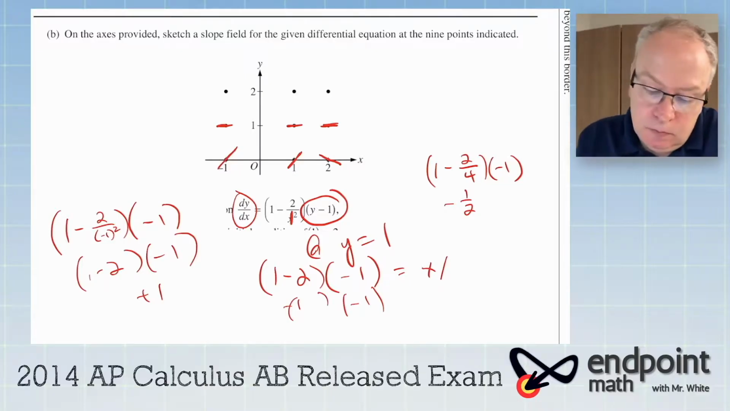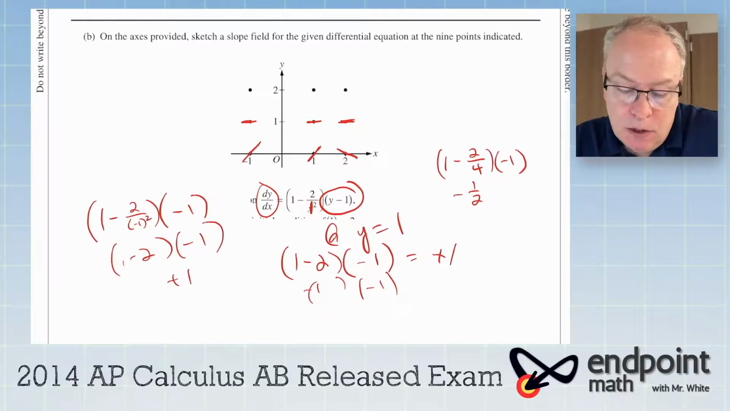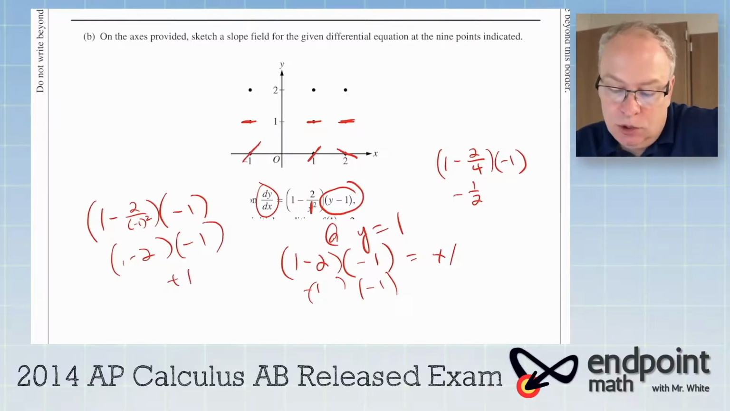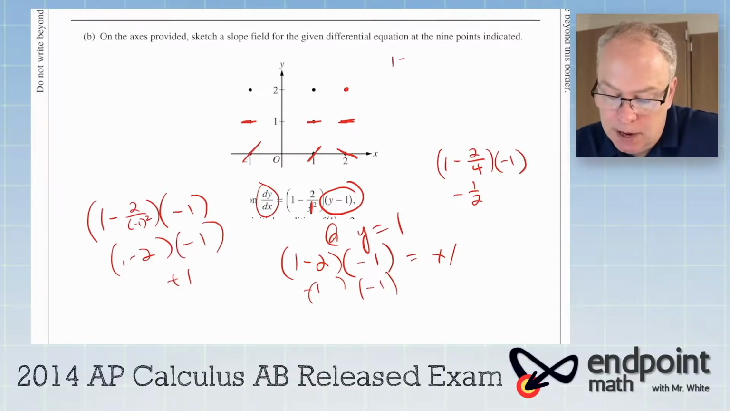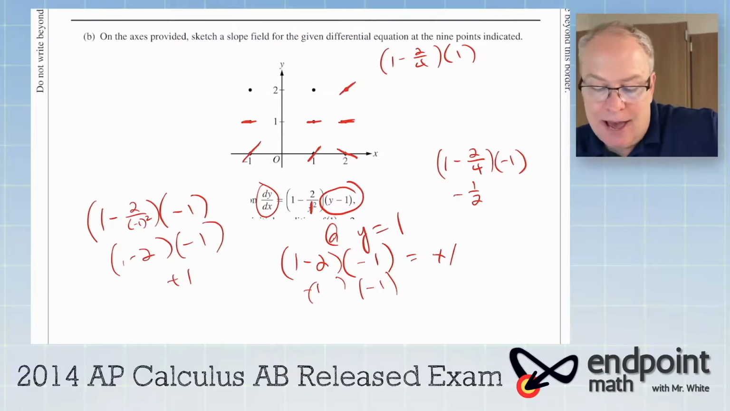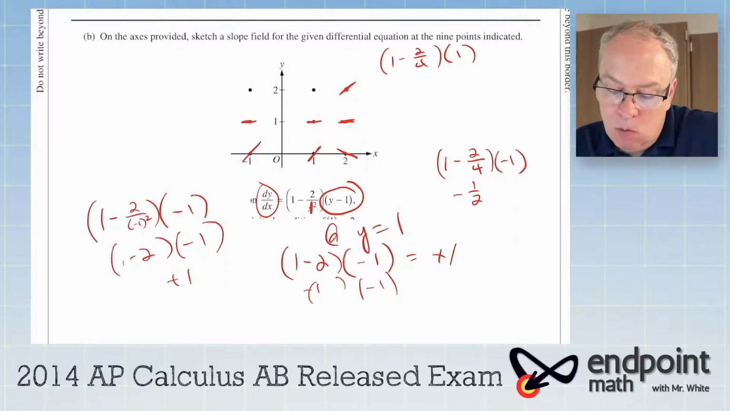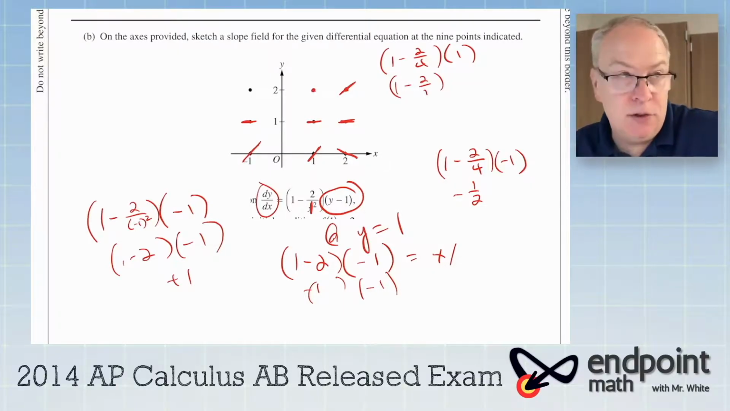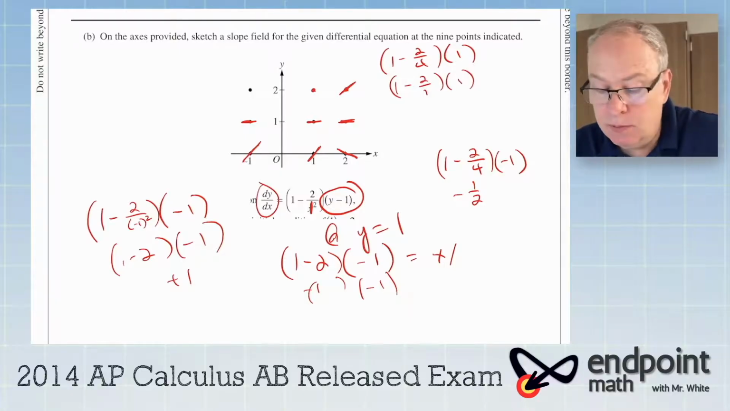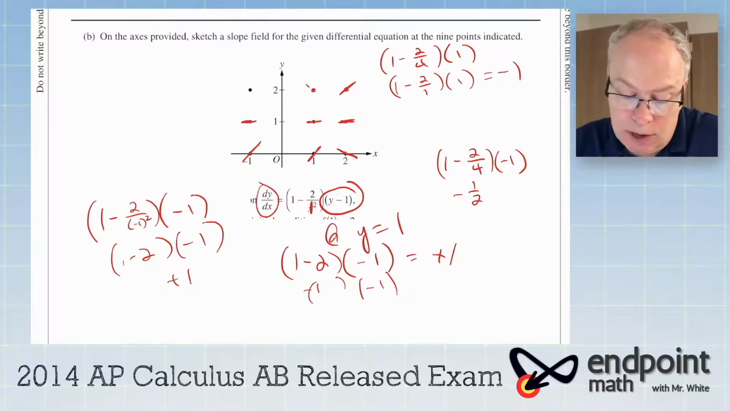Now, let's continue on. What about 2 comma 2? That would be this point right up here, 2 comma 2. So we plug that in, 1 minus 2 over 4 times 1. Well, that's a half, so that's going to be up like that. What about plugging 1 in? 1 minus 2 over 1, all times, I'm doing 2 minus 1 again, so y is 2. So times 1, that's negative 1. So we're down like that.